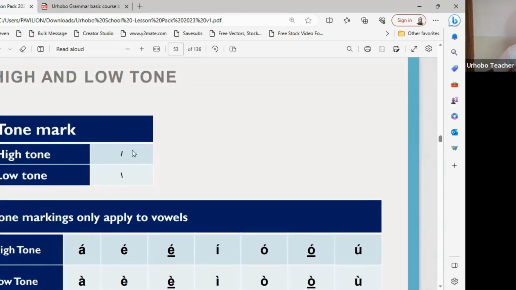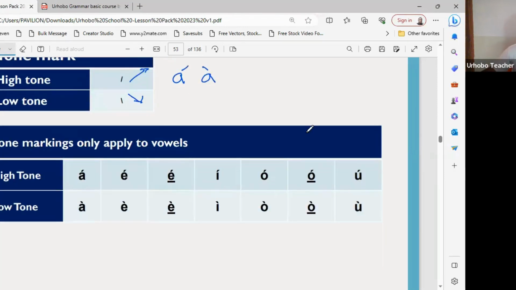We have the rising, which is the high tone, which means it goes up, and then the low tone, I call it the falling tone. So either you go high or you go low. If you see some Urhobo books, when they write a vowel, they put the mark like this, or they put it like this. So this is high, and this is low, rising and falling.